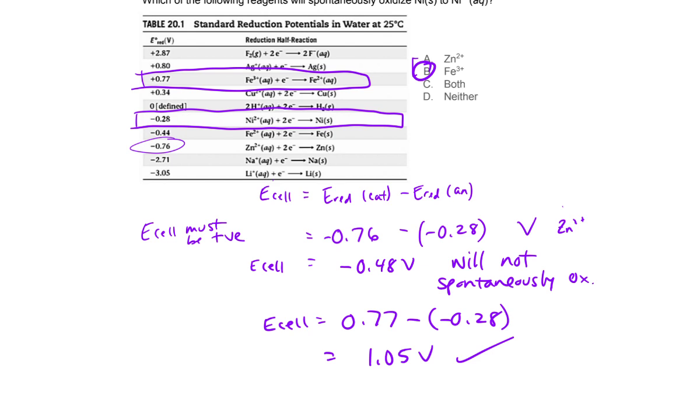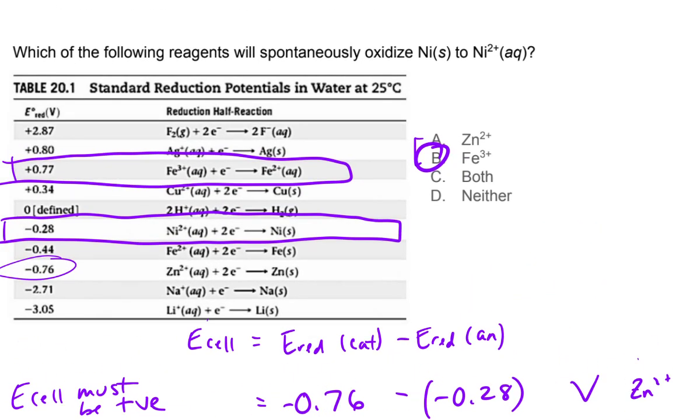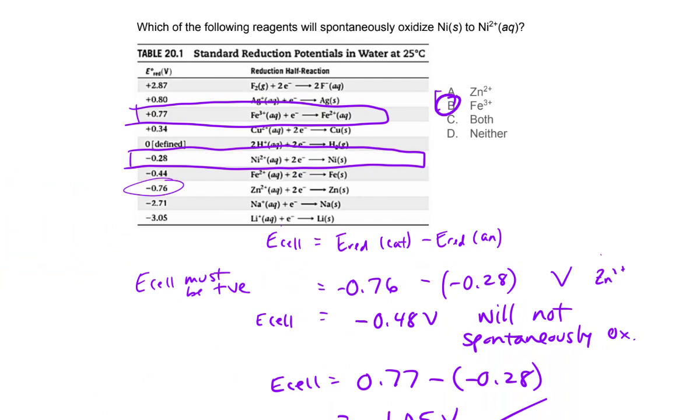Yes? How did you know that nickel was the anode? I knew that the nickel was the anode because in the problem it said we wanted to oxidize it. So oxidation occurs at the anode every time.